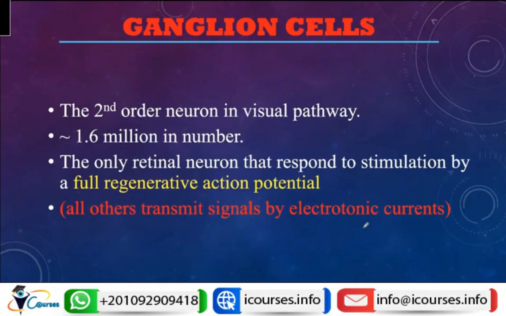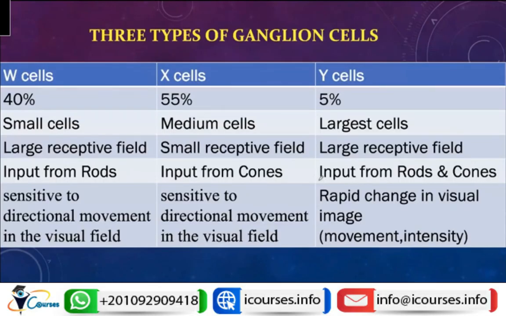Then the final part, the second order neuron in the visual pathway, will be the ganglion cells. The ganglion cells number about 1.6 million, and as we said, they are the only retinal cells that respond by full regenerative action potentials, as all other cells respond by an electronic current. Once they are stimulated, they respond by a full electrical potential. We have three types of ganglion cells: the W cells, the X cells, and the Y cells.